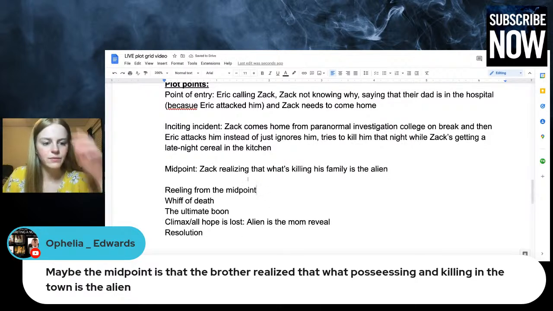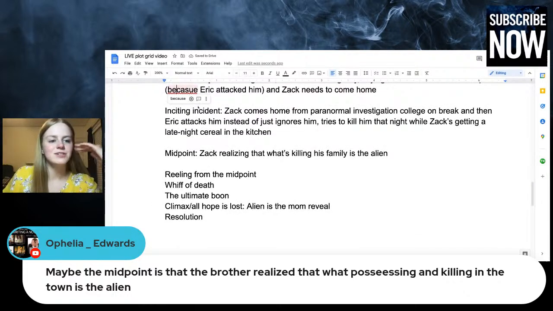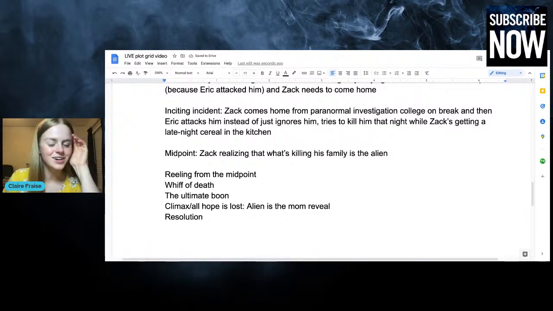And then reeling from that. These are some plot points that I've just added to my list recently because I like them. I read a craft book recently that talked about a lot of these plot points in terms of outlining, and I thought they were very interesting.